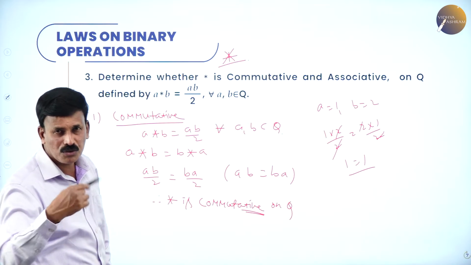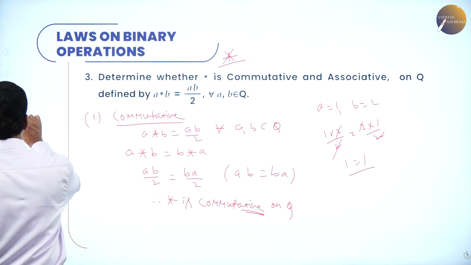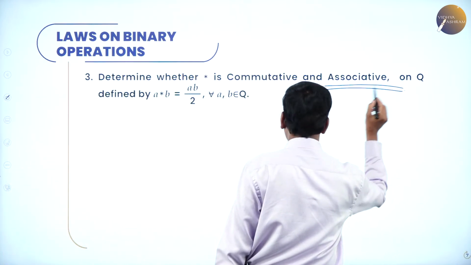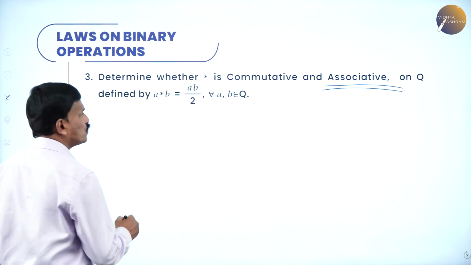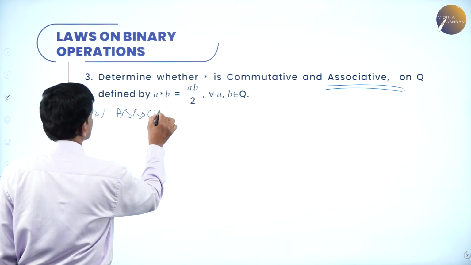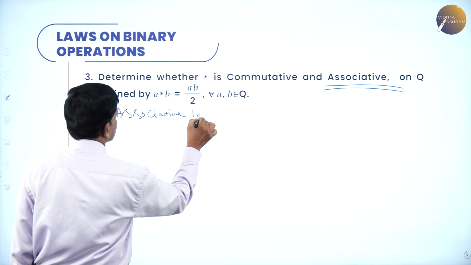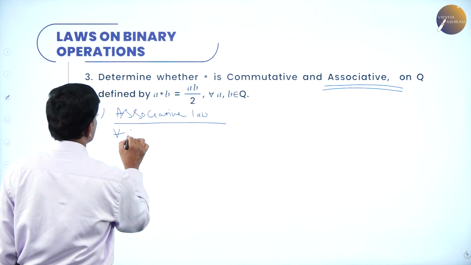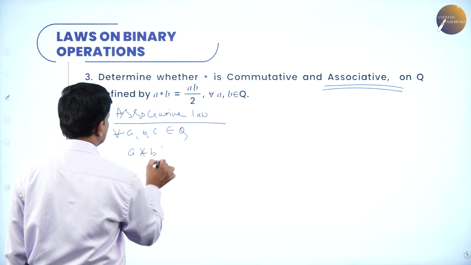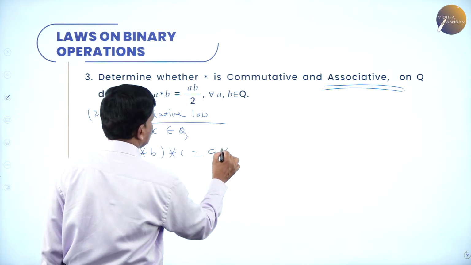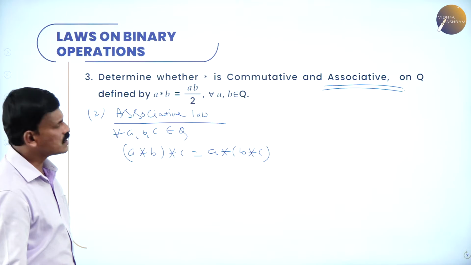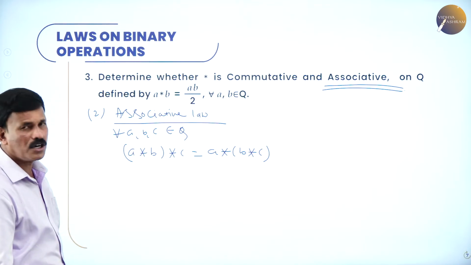I'll rub this and we'll come to the same problem. Now, second part, to prove that this is associative. What is to prove? To prove associative. Second one, associative law. That is, for all A, B, C belongs to Q, (A star B) star C is also equal to A star (B star C). This is the property.